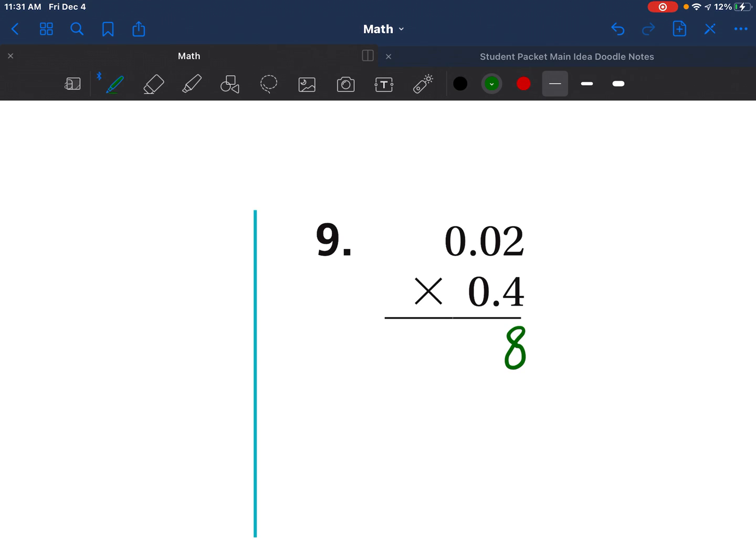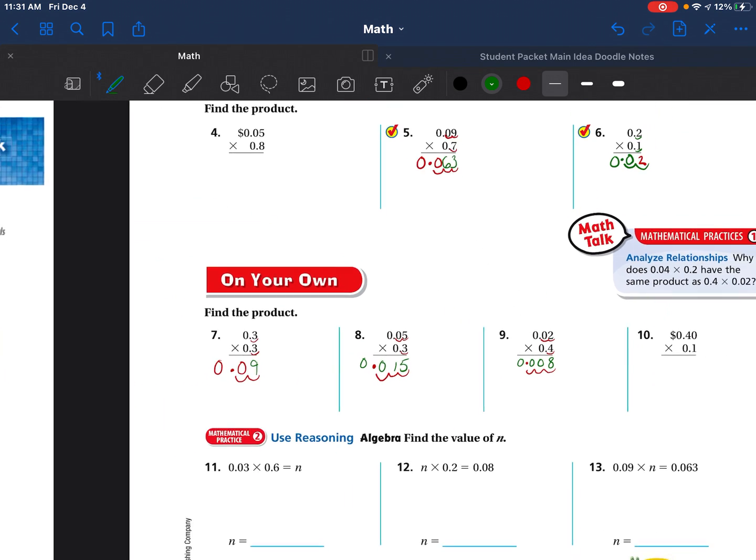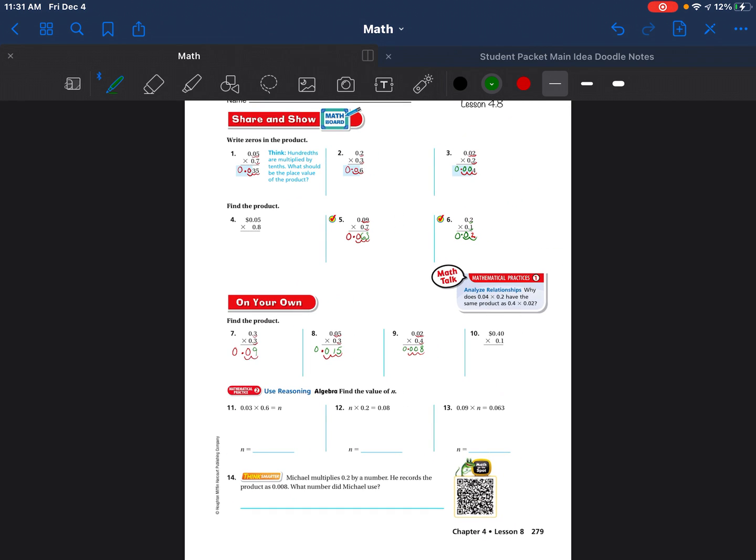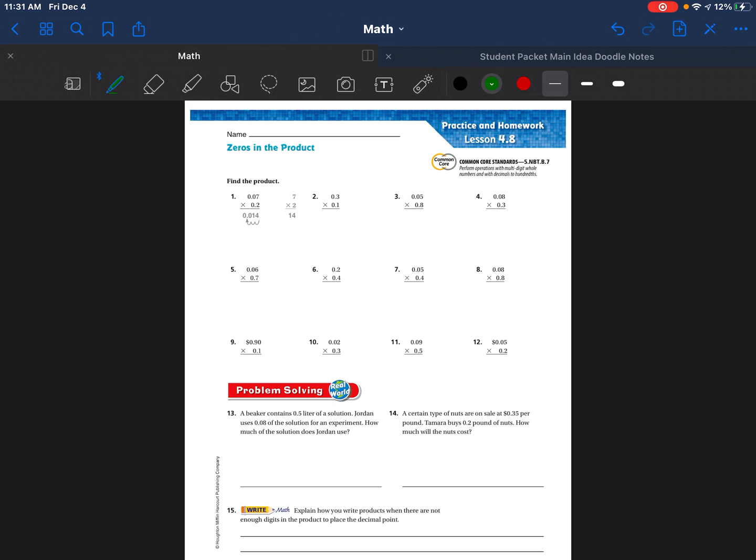4 times 2 is 8. Count my decimal places. That's 3. So I go 1, 2, 3. Fill in my empty spots, and it's 8 thousandths. So I think you guys are probably pretty tired of hearing me say the same thing over and over again. So let's go ahead and look at your homework.